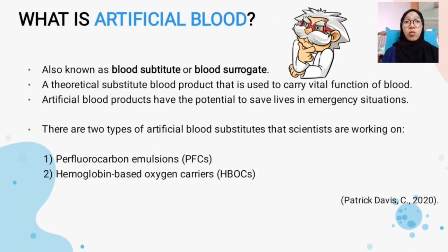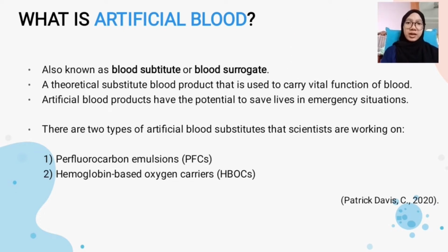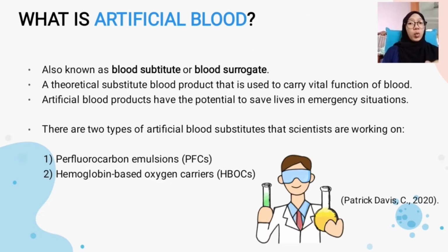Next, what is artificial blood? Artificial blood is also known as blood substitute or blood surrogate. It is a substance used to mimic and fulfill some functions of real blood. Artificial blood products have the potential to save lives in emergency situations. There are two types of artificial blood substitutes that scientists are working on. The first is perfluorocarbon emulsion, and the second is hemoglobin-based oxygen carriers.